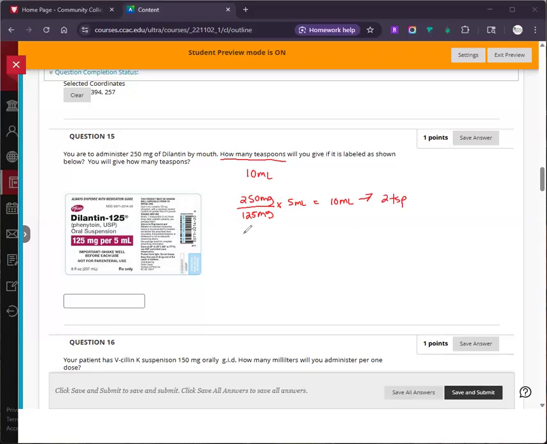Or since I know that 1 teaspoon is the same thing as 5 ml, I could also write this as 250 milligrams over 125 milligrams times 1 teaspoon. And then I'll get my 2 teaspoons as my answer. So you can do it either way. I think most people probably do it this way. And that's perfectly fine. That's the right way to do that.